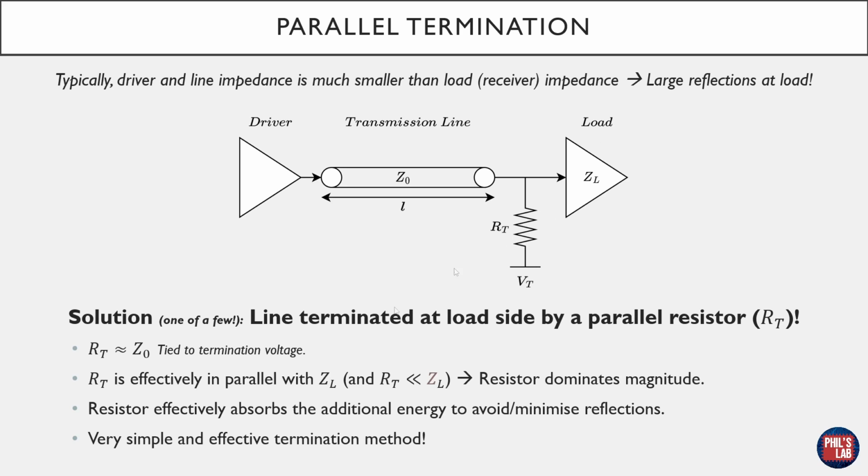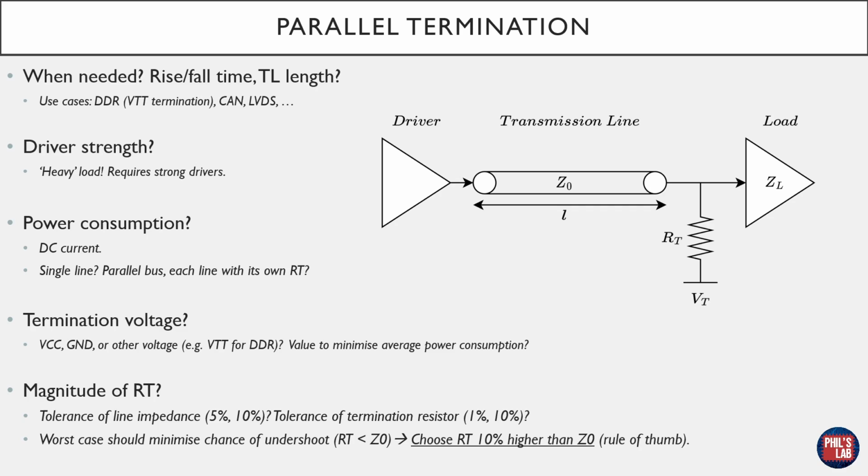As the parallel resistor RT is effectively in parallel with the load impedance, and RT is far smaller than ZL, the resistor dominates this parallel magnitude. Therefore, thinking back to the reflection equation, because the transmission line, very simply speaking, now just sees the termination resistor as a load, and the termination resistor is pretty much equal to the transmission line impedance, we severely minimize our reflections. The resistor effectively absorbs the additional energy, and this is a very, very simple and very, very effective termination method. With this termination method, we have to ask ourselves a few questions, and we'll look at some practical examples in just a second, and we will also do some simulations.